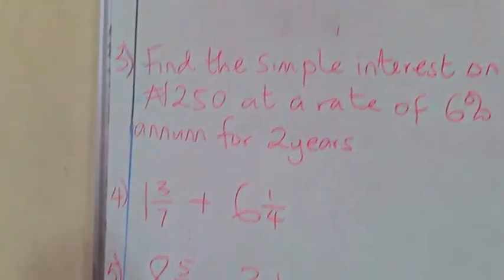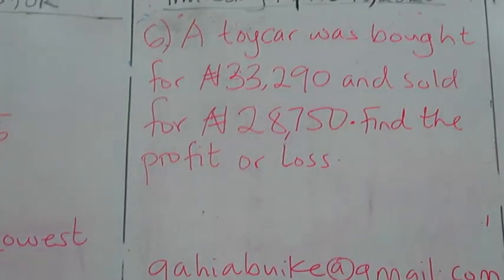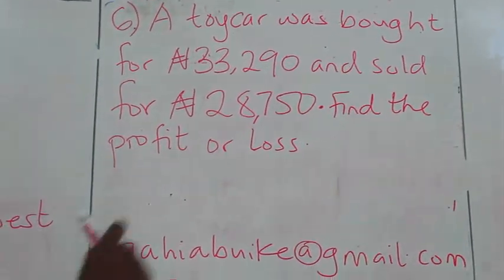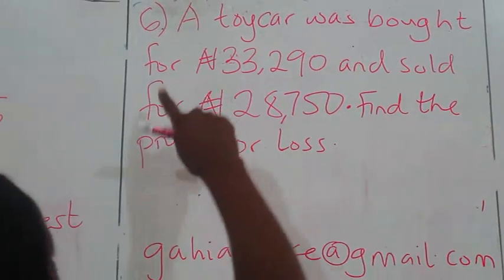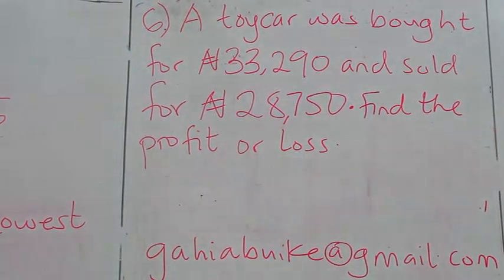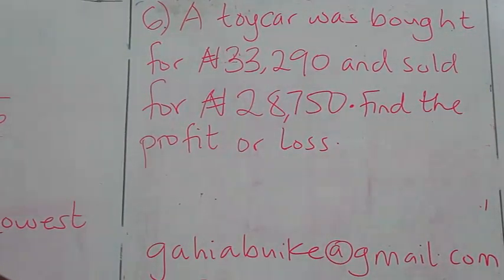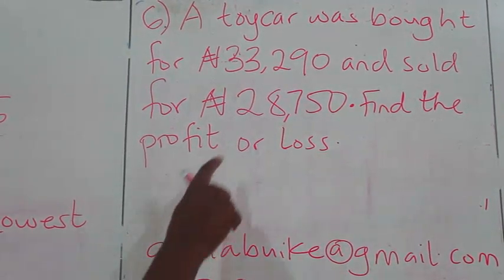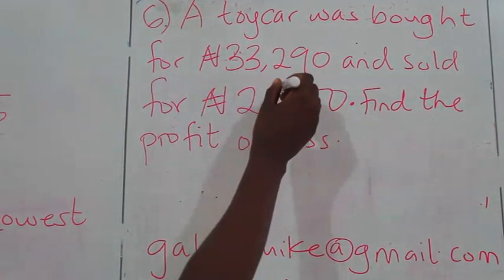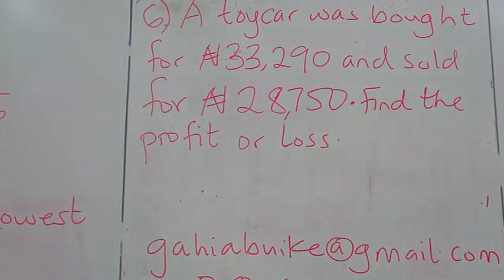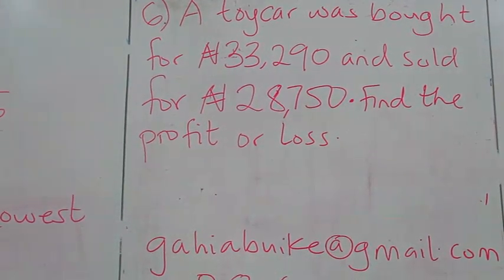1 over 6. And the last question, which is question number 6, I read: a toy car was bought for 33,290 naira and sold for 28,750 naira. Find the profit or loss.